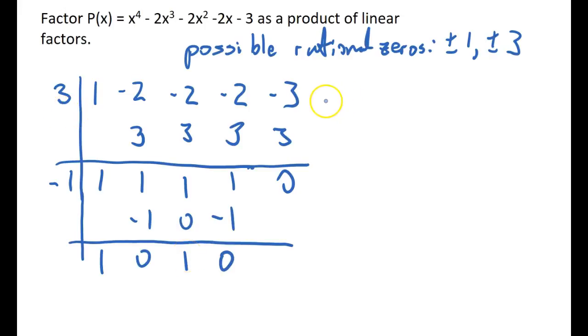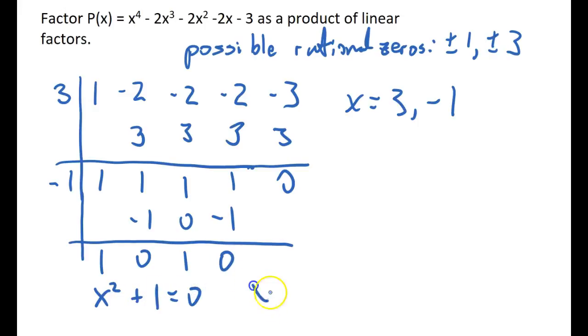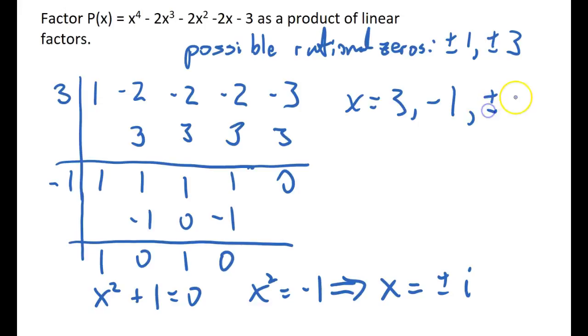So what do we know right now? We know that these two are real roots, so x equals positive 3 and negative 1, and this tells us that x squared plus 1 has to equal 0. That means x squared has to equal negative 1, which means that x has to equal plus or minus i. So those are our two complex conjugate roots.